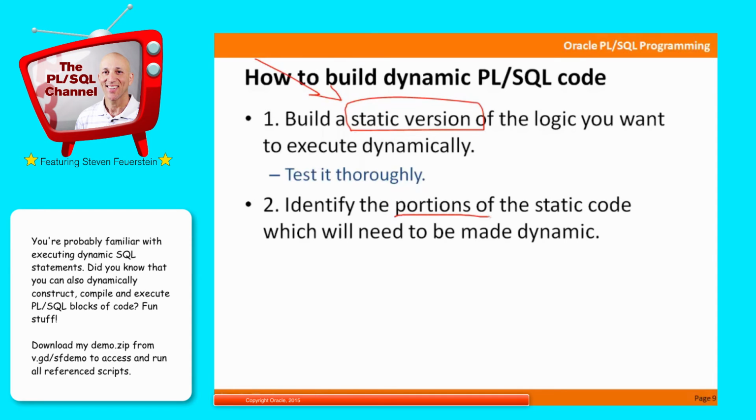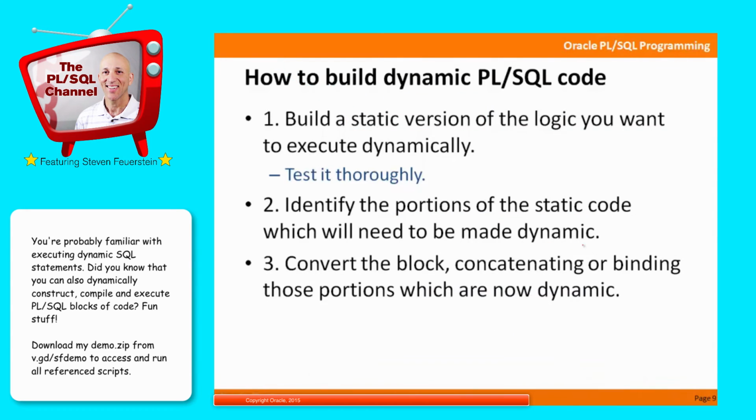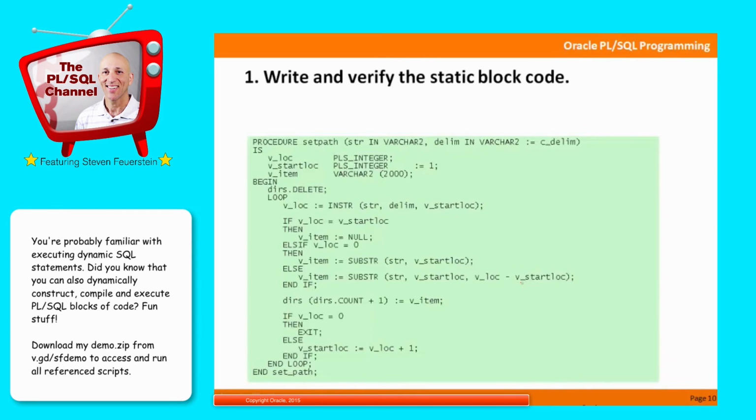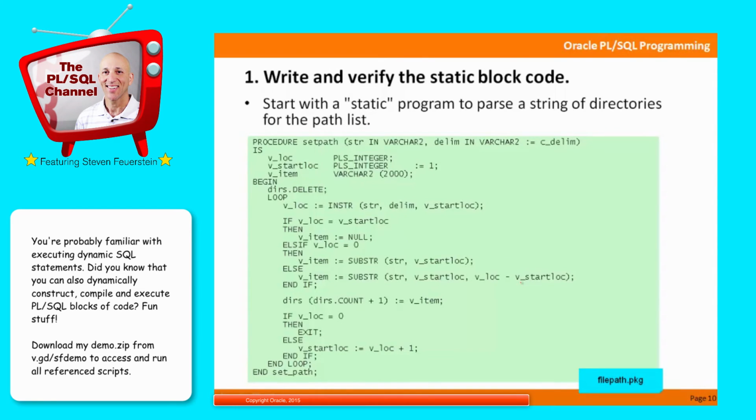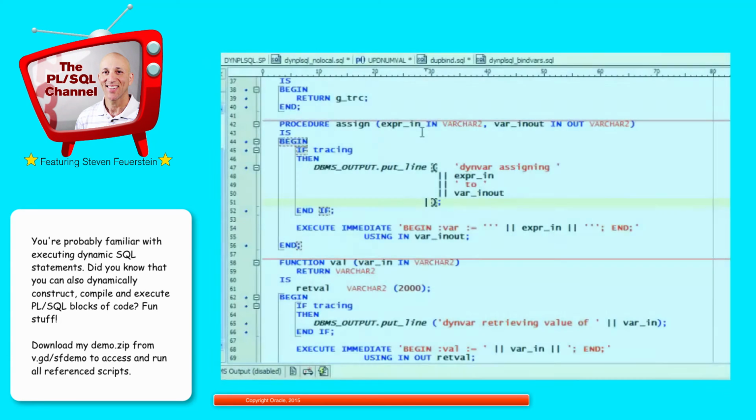Then you identify the portions of the static code that will need to be made dynamic. What parts of my program have to be changed with either concatenation or binding so that it can be run dynamically. And then finally convert the block using concatenation or binding, and then you can, of course, execute the block. So let's take a look at these steps with a utility that I wrote to implement a file path in PLSQL. Let's take a look at the file path program.